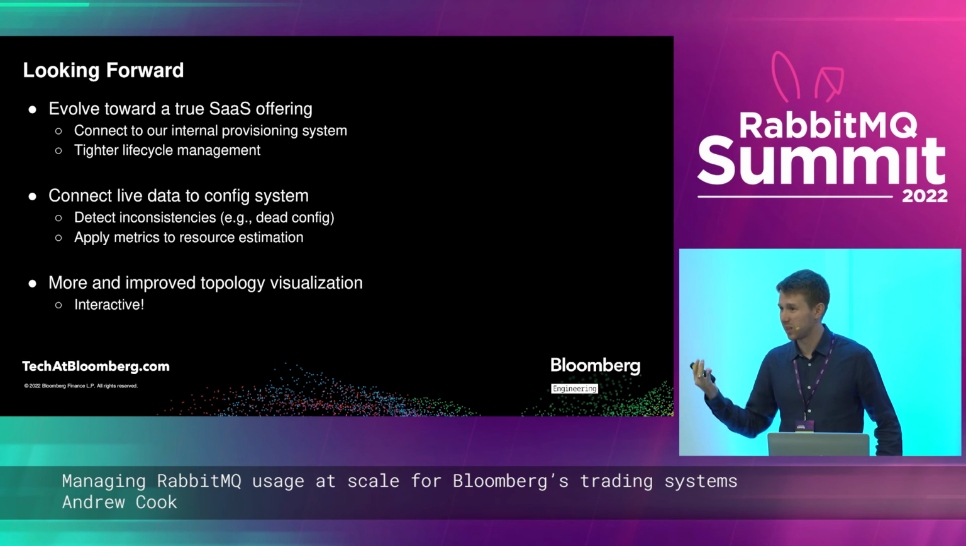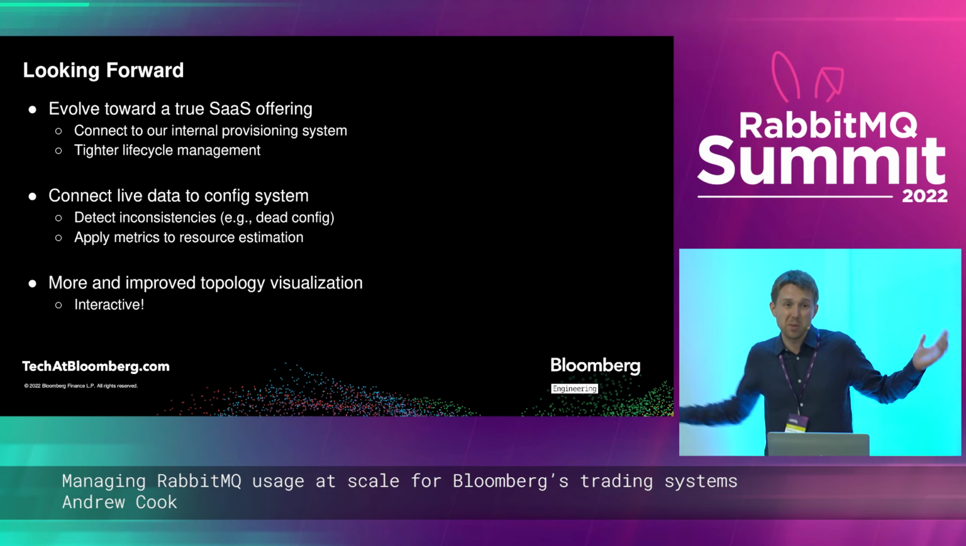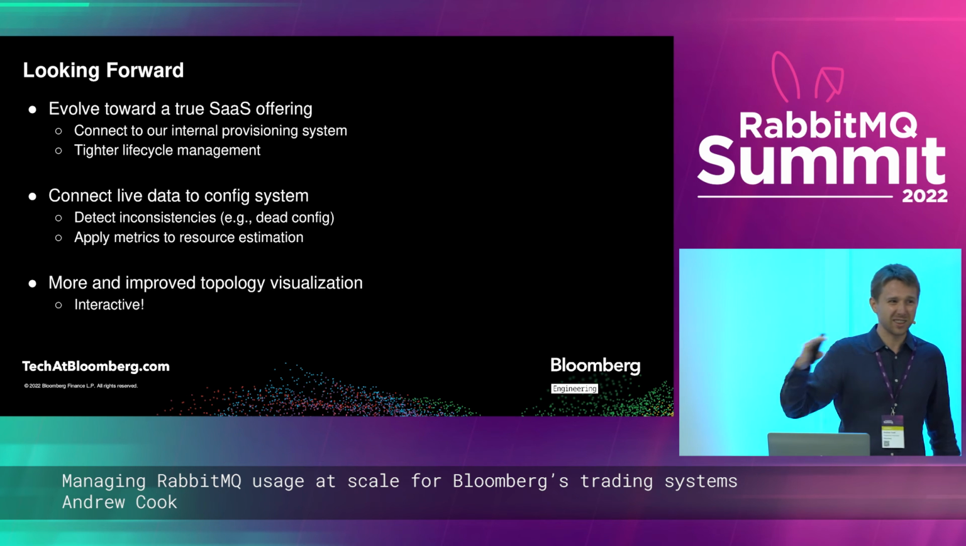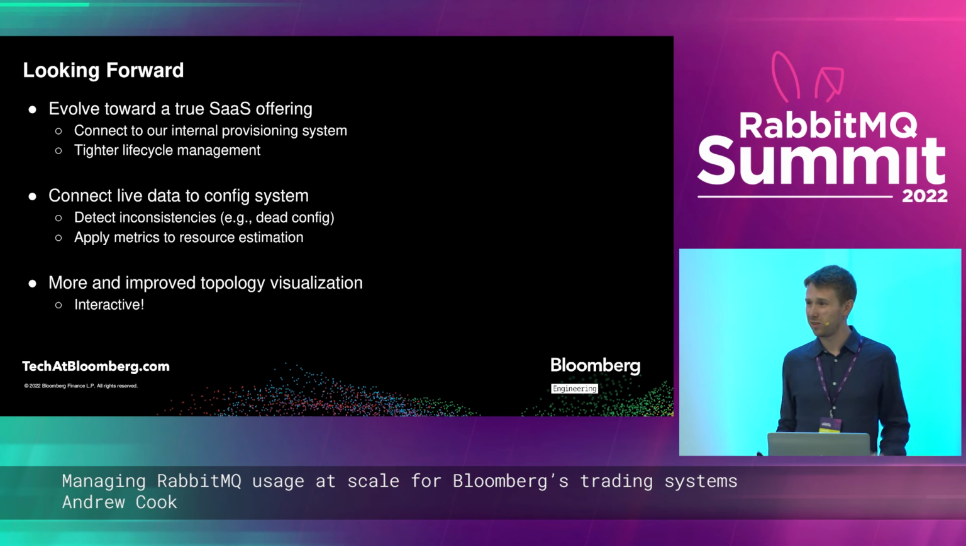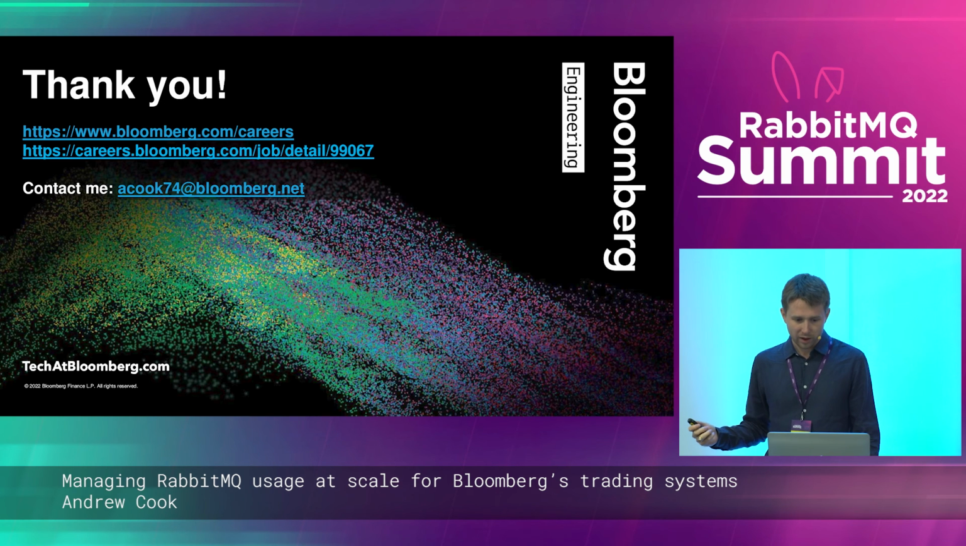And of course, as I said, it's kind of my favorite. We could do more and improve topology visualization. Maybe you could even make it interactive. You could click on the circles, you could get information. Maybe you can even use that to change different things. I just think that'd be really cool.